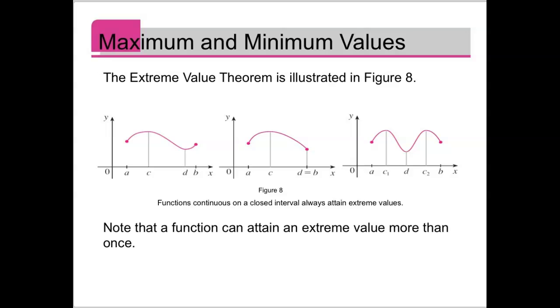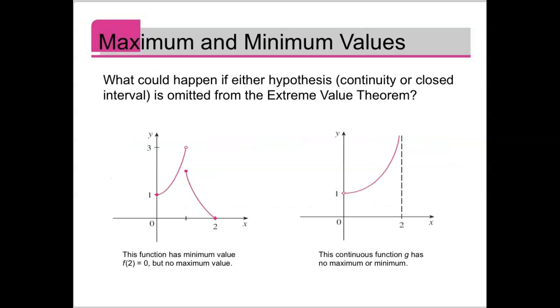All right, so just a couple things to note for yourself. Here are a couple examples, but your function can attain an absolute maximum or an absolute minimum more than once. That's fine. We saw that with cosine. It hits its absolute maximum infinitely many times and its absolute minimum infinitely many times. If either hypothesis, so continuity or closed interval, is omitted, then the extreme value does not hold. Your function doesn't have to hit an extreme value.